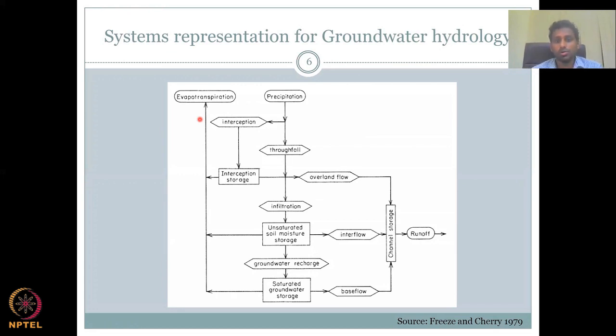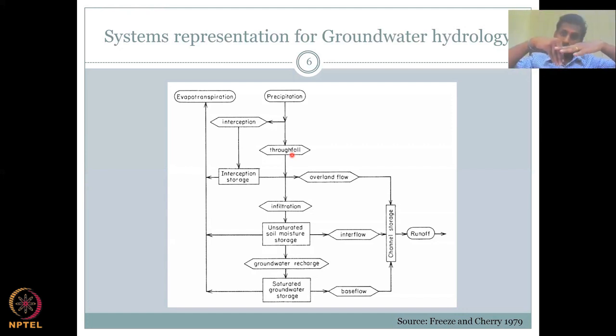So don't ask tomorrow, sir, you said evapotranspiration, but interception cannot be transpiration. True, it is only evaporation, but it contributes to the evapotranspiration total volume. Okay. Moving on, so there is some water that goes as throughfall. Now visualize yourself again. If the trees do not intercept your water, then what happens? You go through. So that is called throughfall.